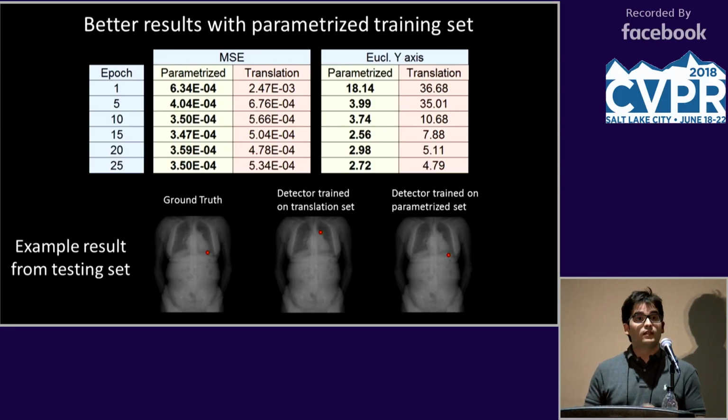As you can see, the network trained on the parameterized set converged way faster and had lower Euclidean distance. You can also see a result on a challenging image where the detector trained on the translation set failed, but the one trained on the parameterized set correctly located the landmark.